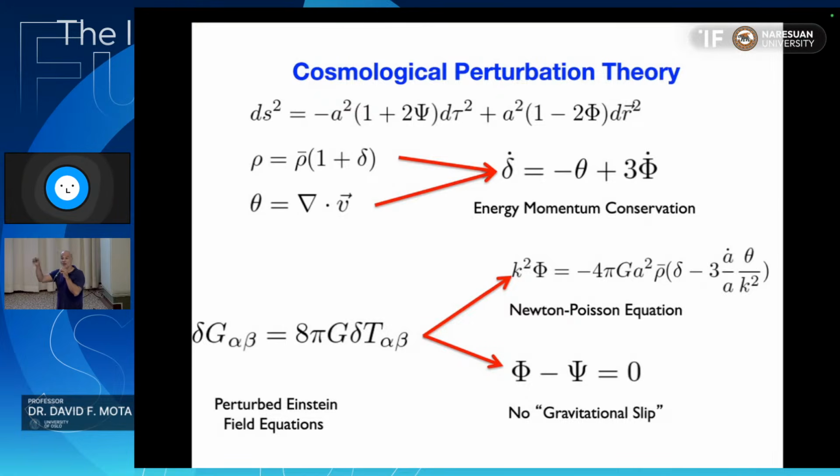That's what will make the Poisson potential to be just equal to the Newtonian potential, okay? And this is in the Newtonian gauge. So psi and phi, they are just the same in general relativity, okay? So I hope you had seen this before, but that's the idea.